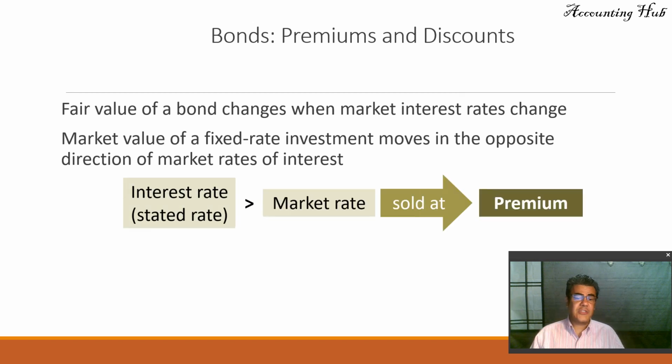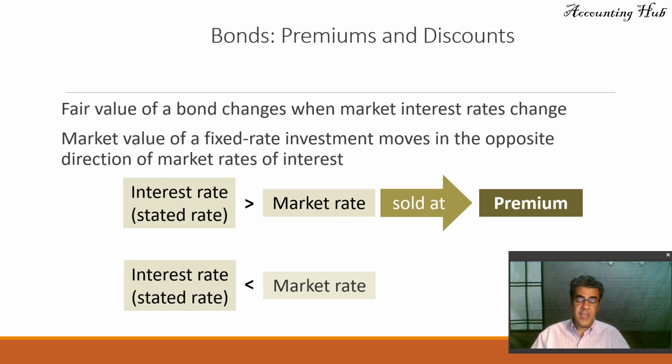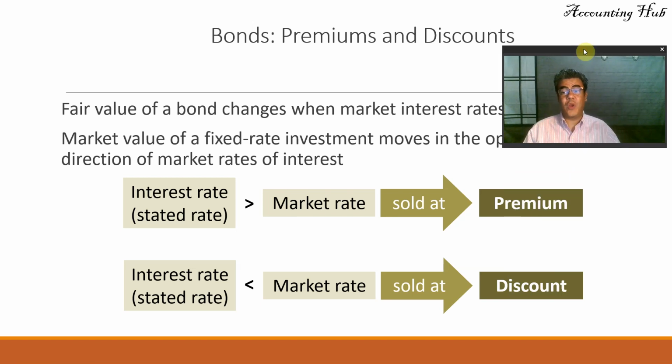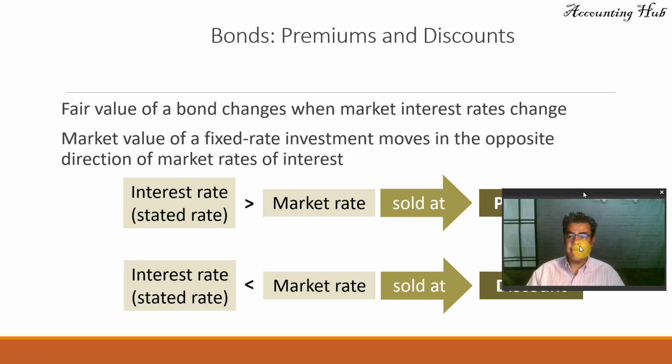If our interest rate is greater than the market rate, we are giving our buyers a premium. So the market rate is 5, we are giving them 6. So we are giving them a 1% premium. On the other hand, if the interest rate is lower than the market rate, for instance, the market rate is 5, but we are giving them only 4, so they are giving us a discount. So we have a discount bond.